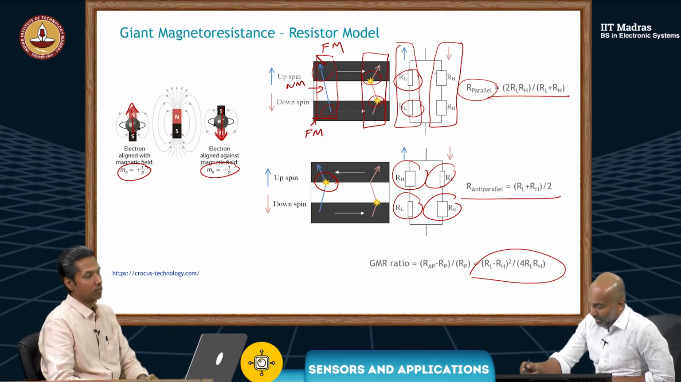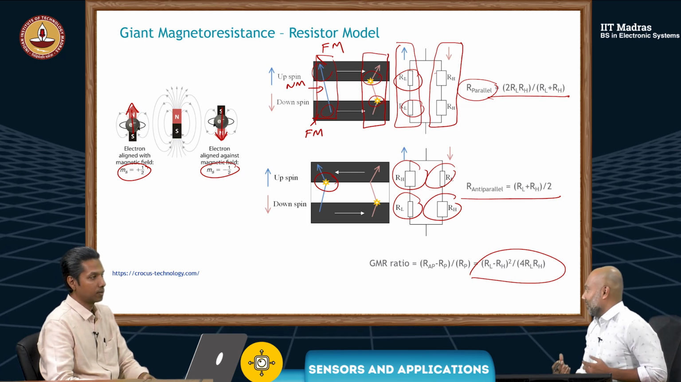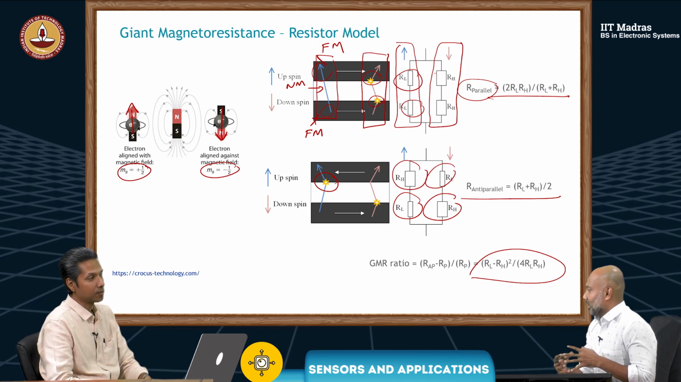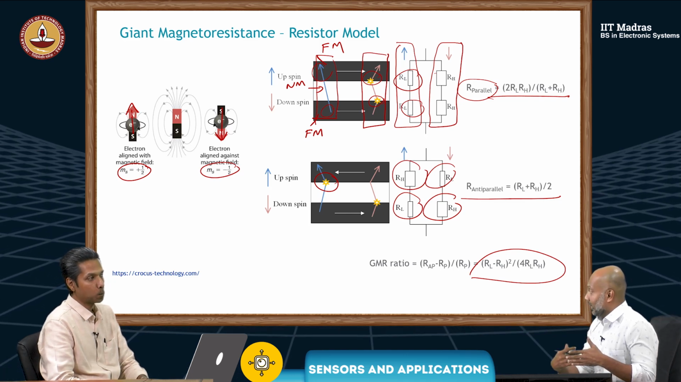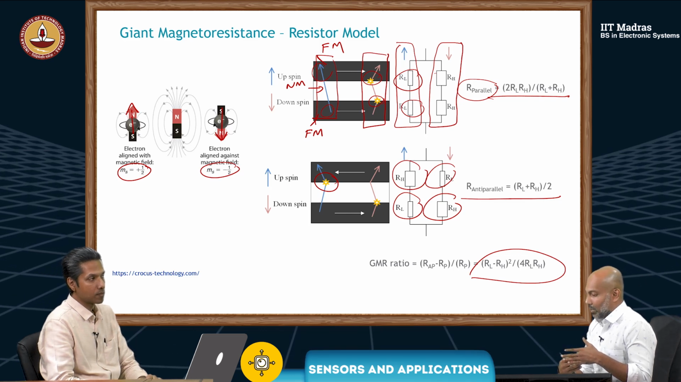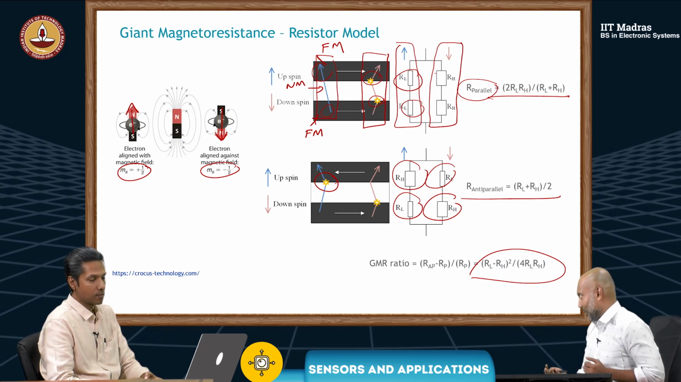Now again, this is just to show the students how spin scattering is basically used in conjunction with these different magnetization layers to give this giant magnetoresistance that we talk about.